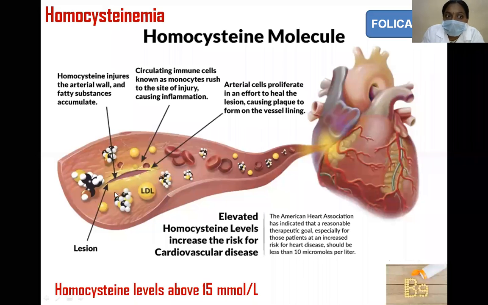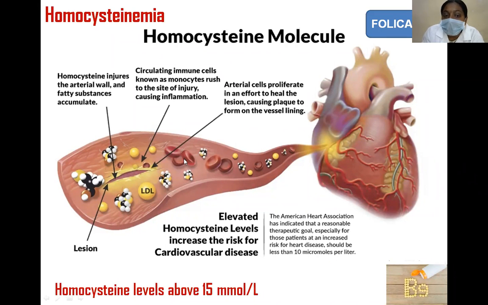First, the injury of arterial walls and the fatty substances are accumulated, followed by inflammation, and the arterial cells are mainly proliferated here, also in an effort to heal the lesion, causing plaque formation in the vessel lining.